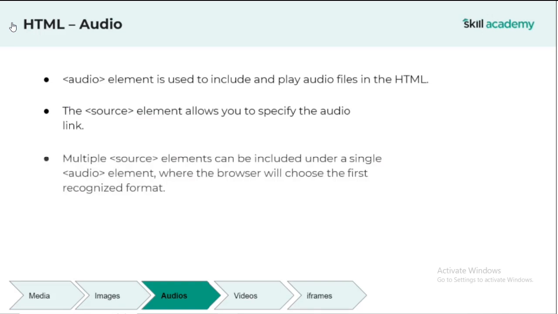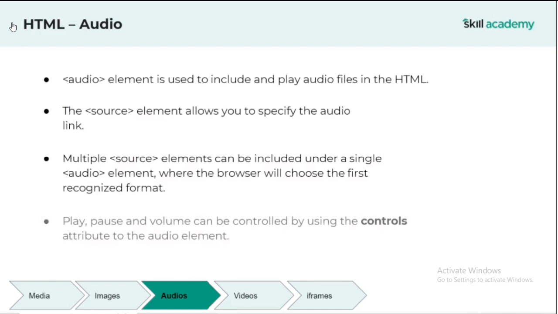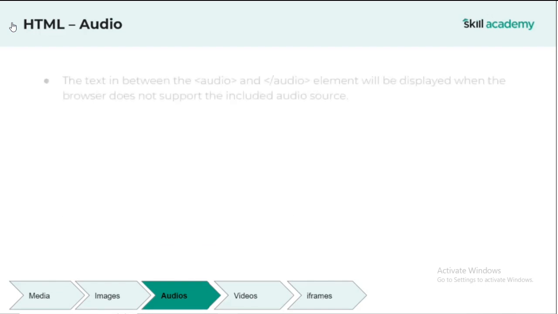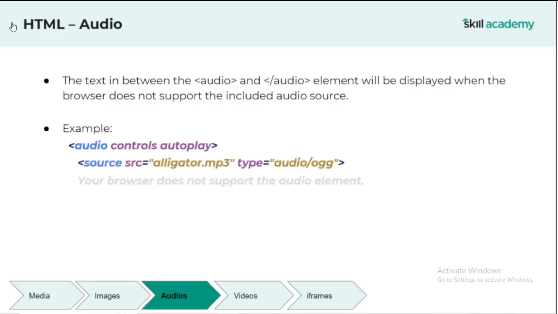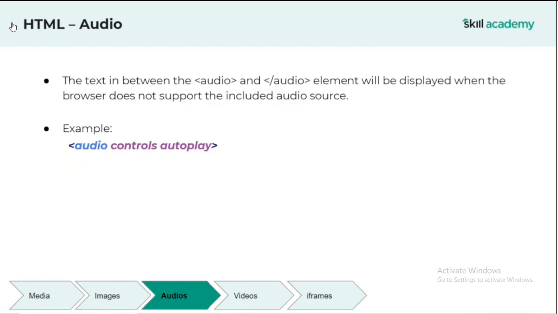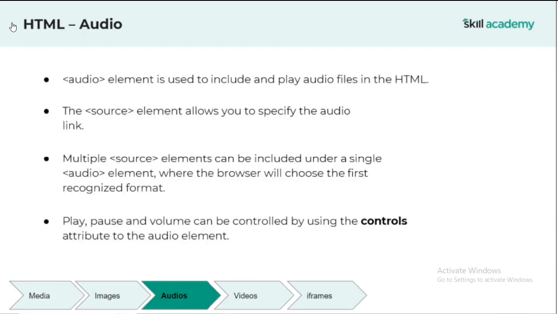So let me show you the syntax of it. So this is how you are going to write the audio HTML code. I'll show you the code first and then we'll explain each and every attribute. You will be using audio, then in audio you are going to use the source element, and here you can specify the location of your audio file. I hope the syntax has been clear. Now let's understand each and every concept one by one.